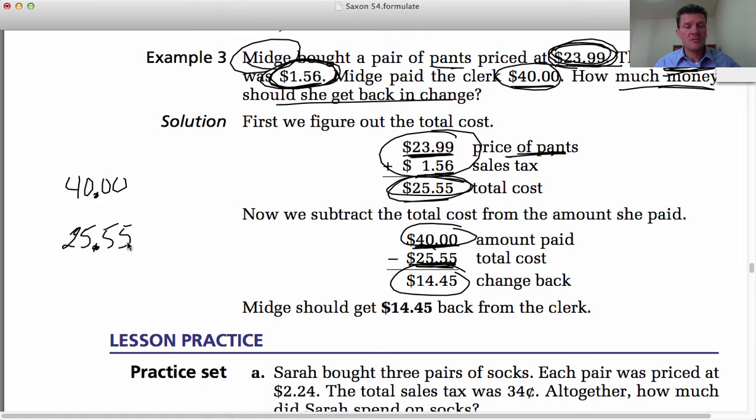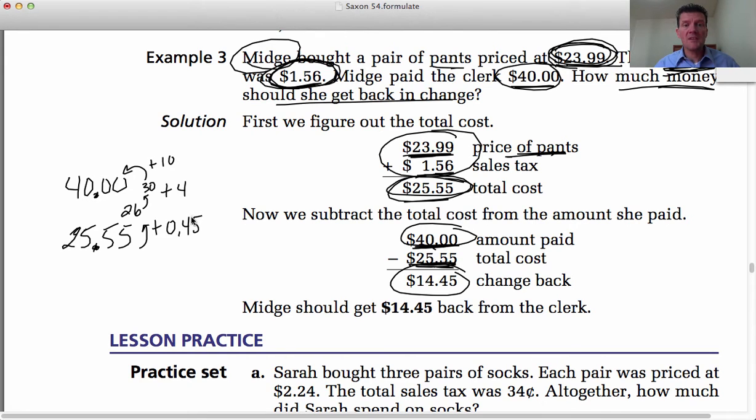So let's count from $25.55 up to $40. And let's do it just in segments, in portions here. So $25.55, if I want to go up to $26, I would add 45 cents. And then from 26 up to, let's go just up to 30, that is another $4. And then from 30 to 40, that's an easy one. That is going to be another $10.